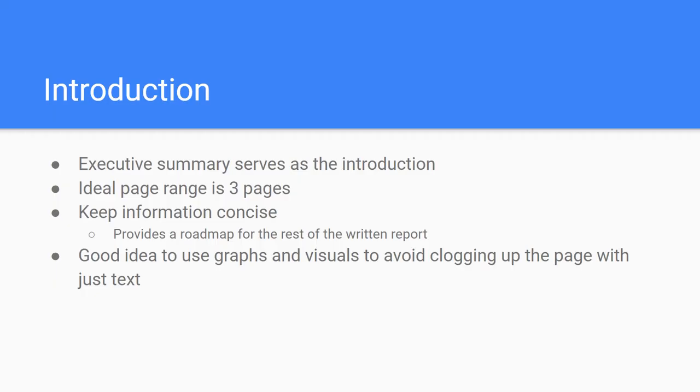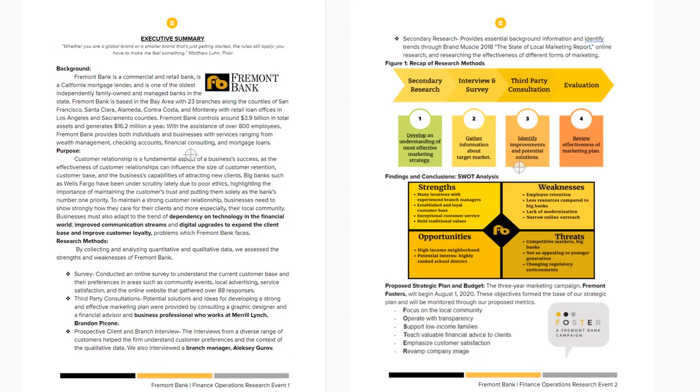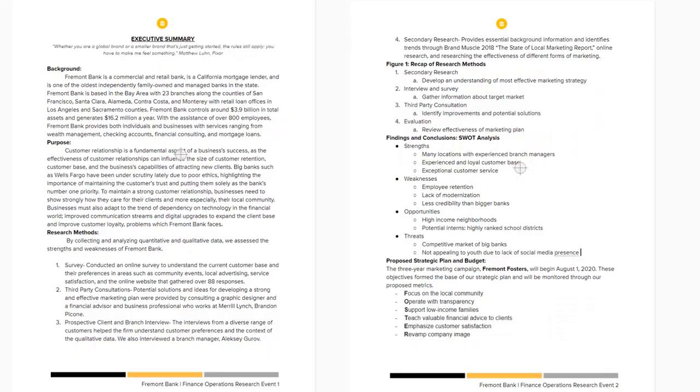And like I said before, the executive summary is a roadmap for the rest of the report, and it is a good idea to use graphs and visuals to avoid clogging up the page with just text, because you'll get distracted, you'll get bored reading just a sea of text compared to more colorful graphics. If the judge ignores the part you didn't bold out, they just read the graphics, they still read more than just the sea of text that makes them bored.